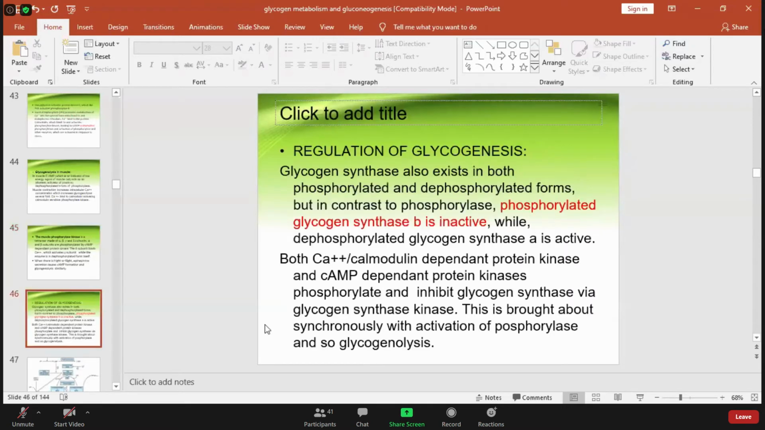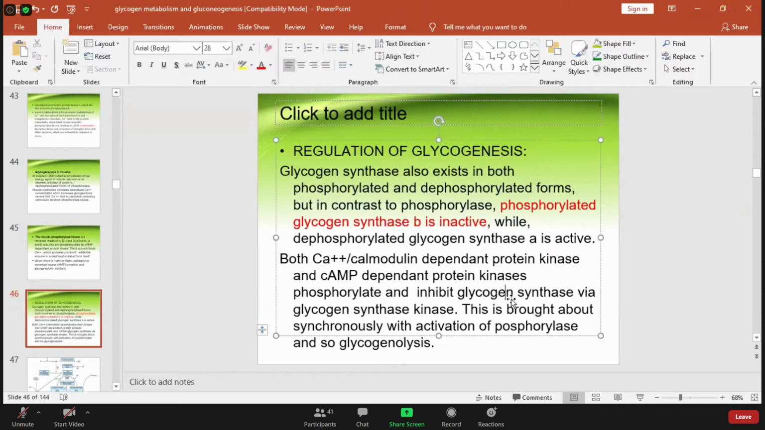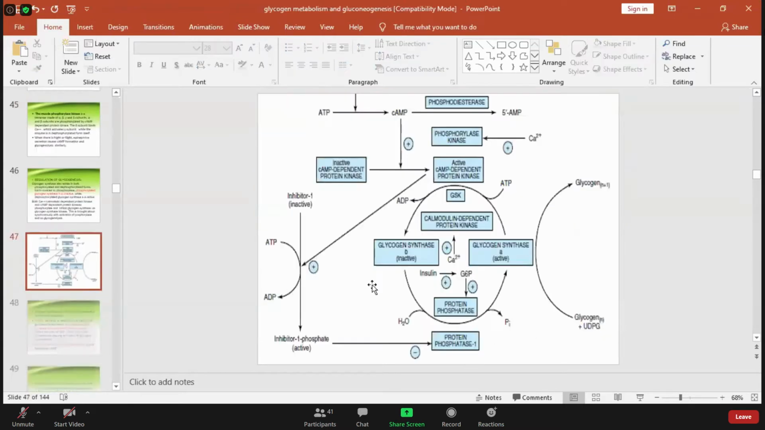Similarly, we will also learn the regulation of glycogenesis. Glycogen synthase also exists in phosphorylated and dephosphorylated form, but here it is reversed. The phosphorylated form is inactive, while the dephosphorylated form is active. Both calcium calmodulin dependent protein kinase and cyclic AMP dependent protein kinase phosphorylate and inactivate glycogen synthase. This is brought about synchronously with activation of phosphorylase and so glycogenolysis. So when phosphorylase is activated, glycogen synthase is inhibited, and when glycogen synthase is activated, phosphorylase is inhibited, simultaneously.